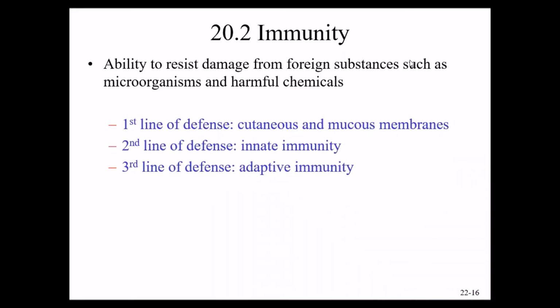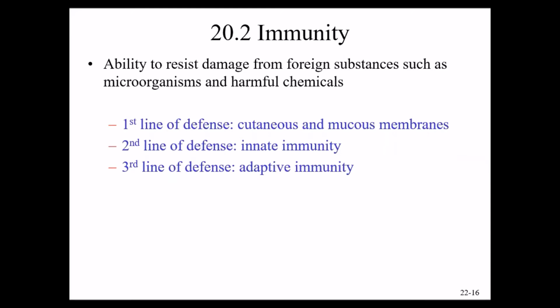In section 2 of chapter 20, we'll be looking at immunity, the defense mechanisms of the body. The definition there you can see for immunity: the ability to resist damage from foreign substances. Now, foreign substances could be microorganisms. That's what we normally think of as far as the immune system, like bacteria or virus-infected cells, or it could be toxins or poisons or other types of harmful chemicals.